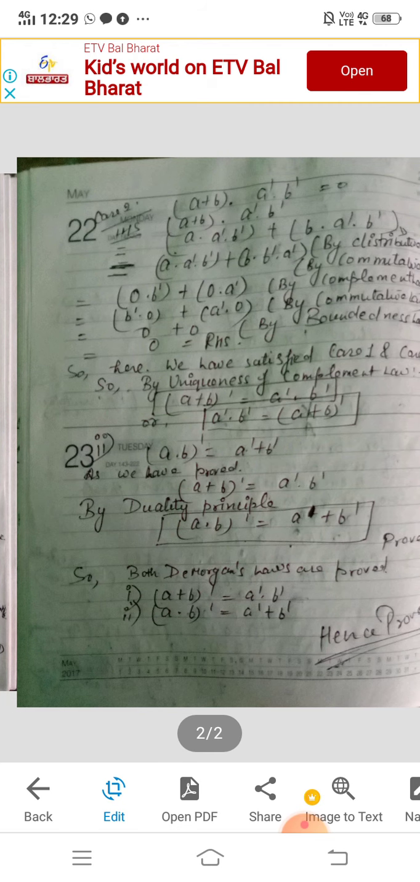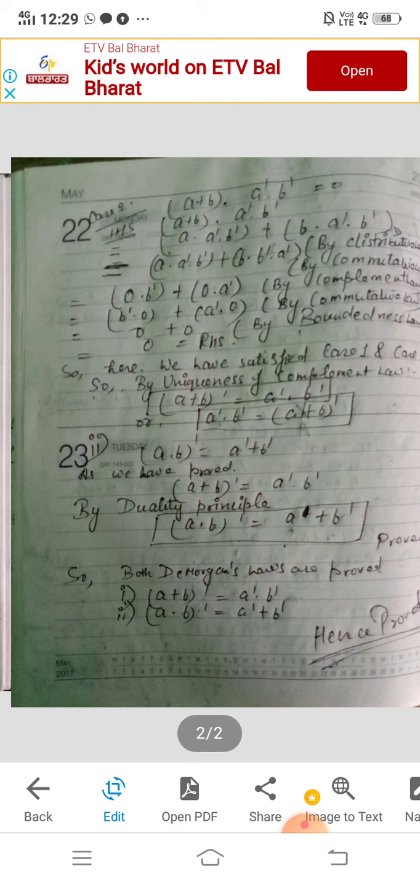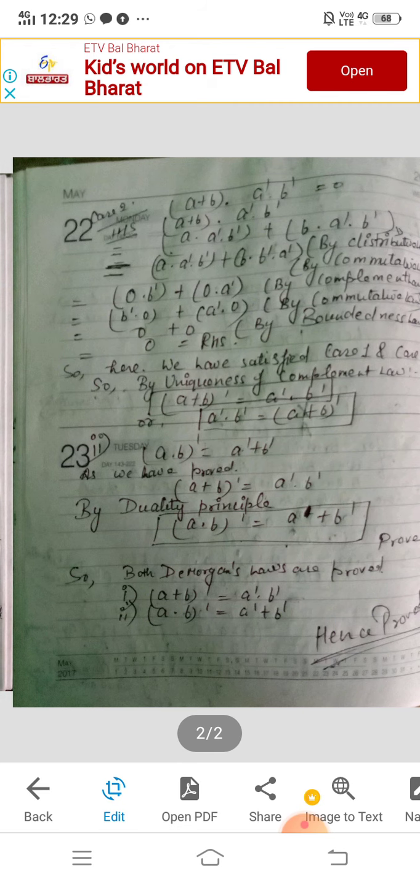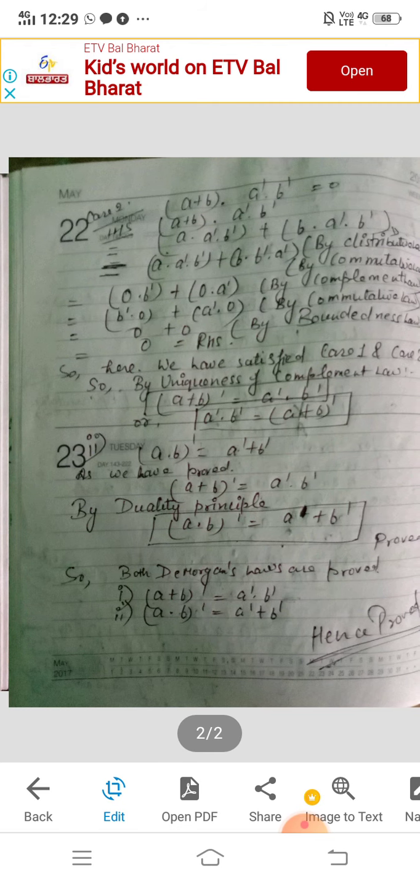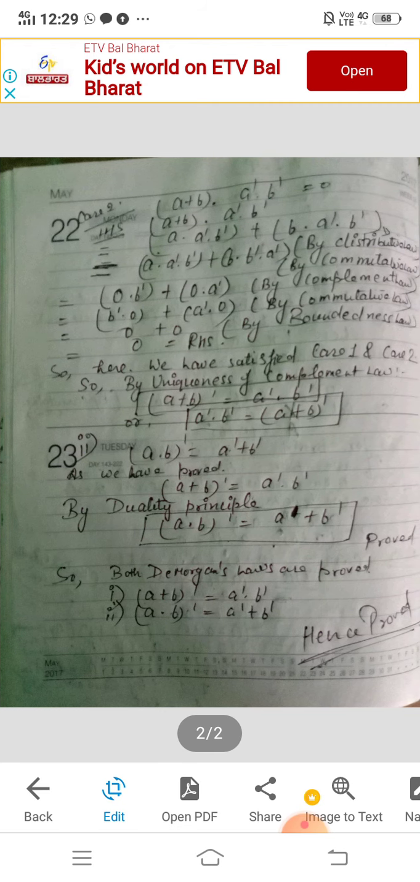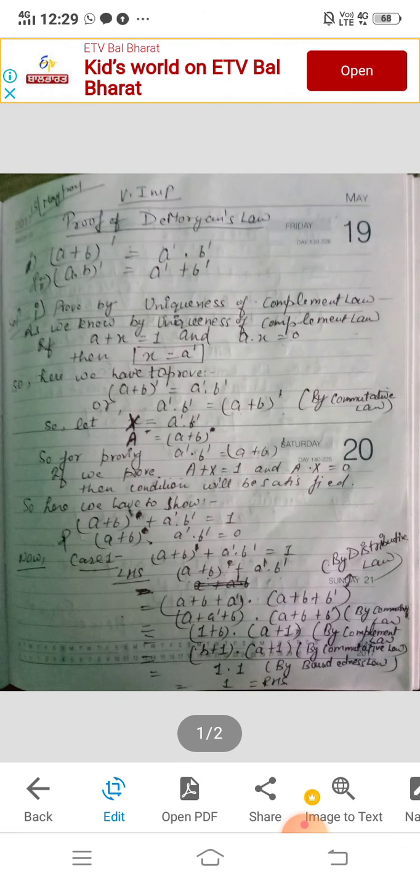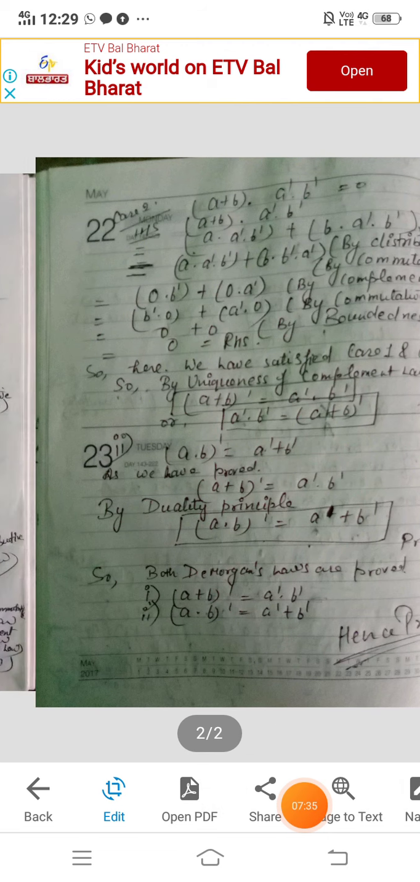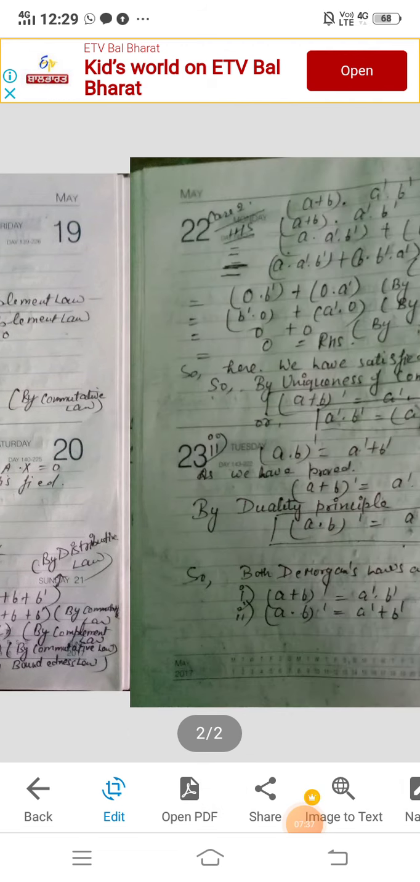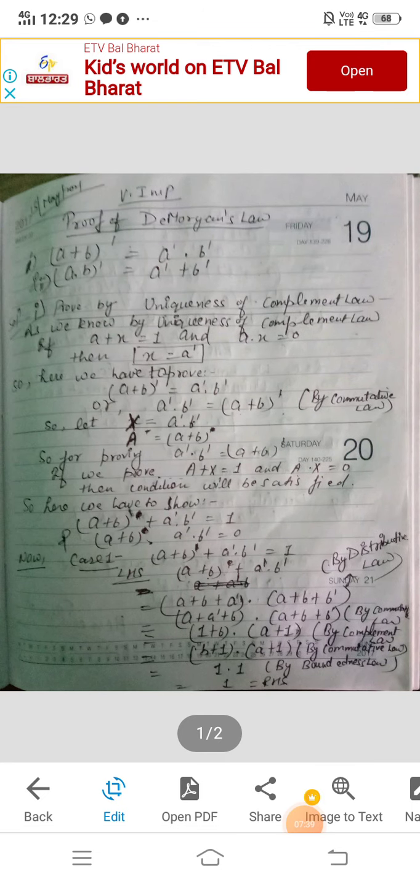So finally both De Morgan's laws are proved. (A plus B) in bracket dash is equal to A dash dot B dash. Second, (A dot B) whole bracket dash is equal to A dash plus B dash. Hence proved. So this is the explanation of the proof of De Morgan's law. It is very important. Everyone must learn and prove it properly. There can be other proofs also for various laws, for all 11 laws, but the proof of De Morgan's law is very important.